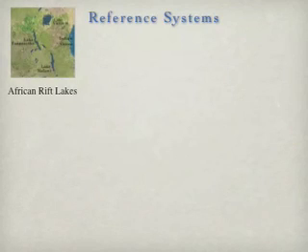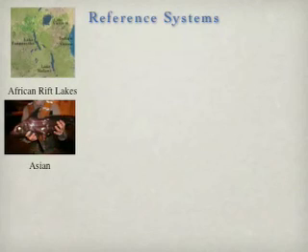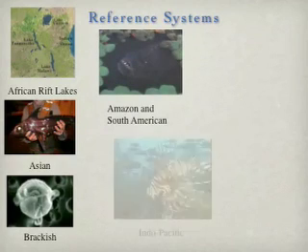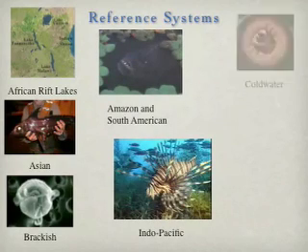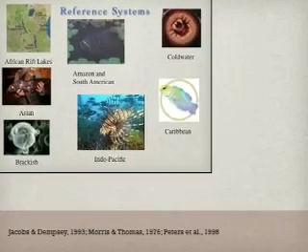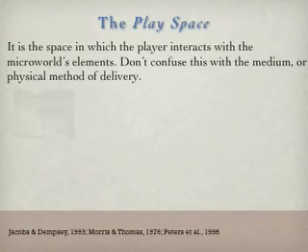So next is a list of the reference systems that we gave to the students: African rift lakes, Asian freshwater, brackish, Amazonian, South American freshwater systems, Indo-Pacific, cold water, and Caribbean. Most of the students chose Indo-Pacific. We had one student choose Caribbean and one student choose Asian freshwater sharks.